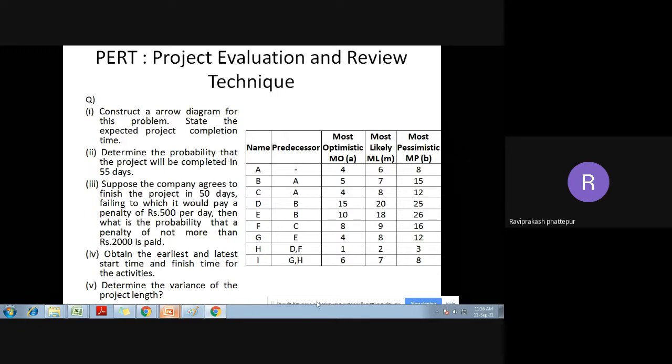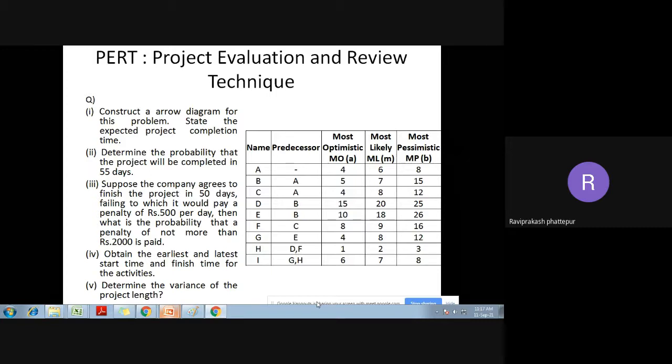Full stop. Last one, fifth one, determine the variance of the project length.